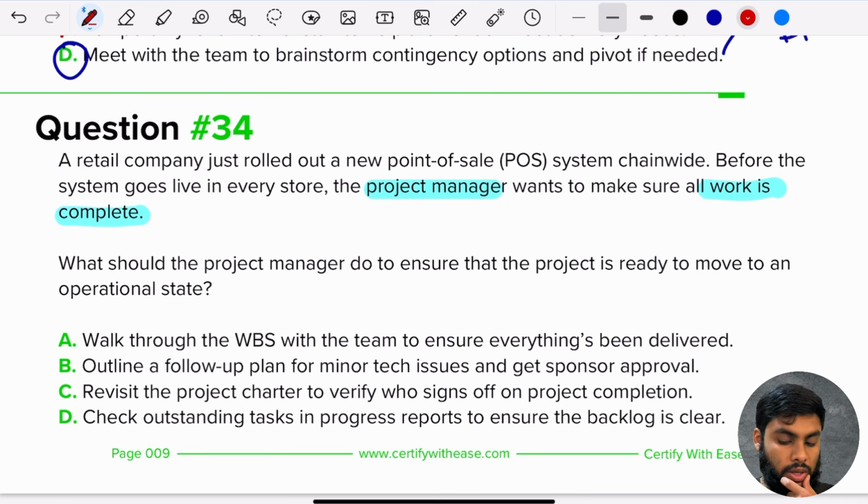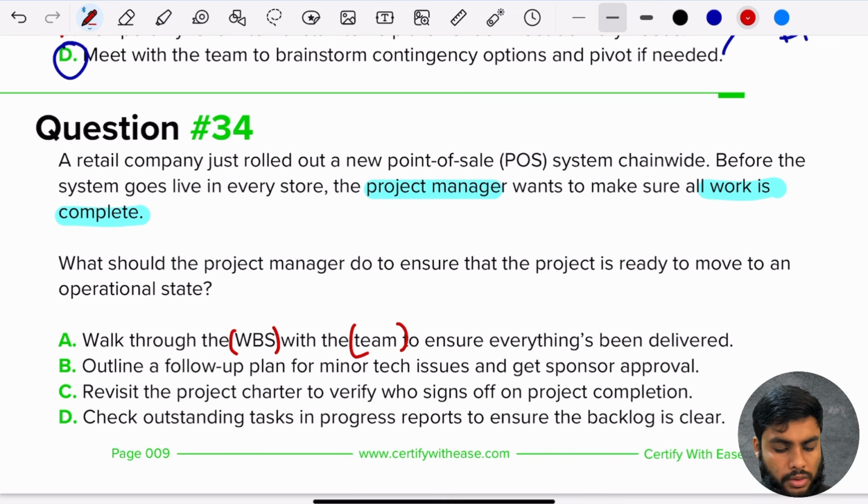Walk through the WBS with the team to ensure everything's been delivered. So I like the fact that they're using WBS, work breakdown structure. You have your scope, you're breaking it down into work packages. So you're basically breaking your whole project down into its subparts. You can verify if things have been done, and you're consulting with the team. I like this because the team members are your experts. They'll know everything, right? Outline a follow-up plan for minor tech issues and get sponsor approval.